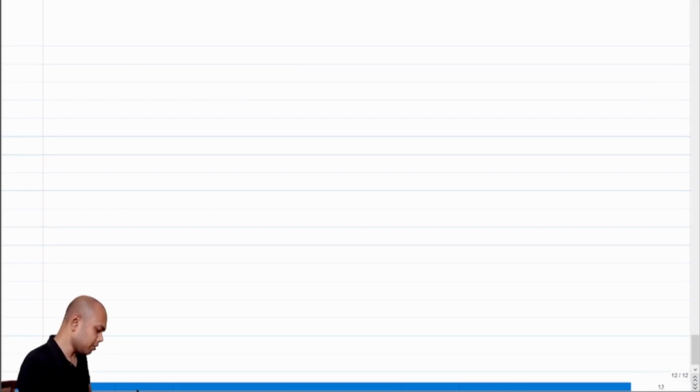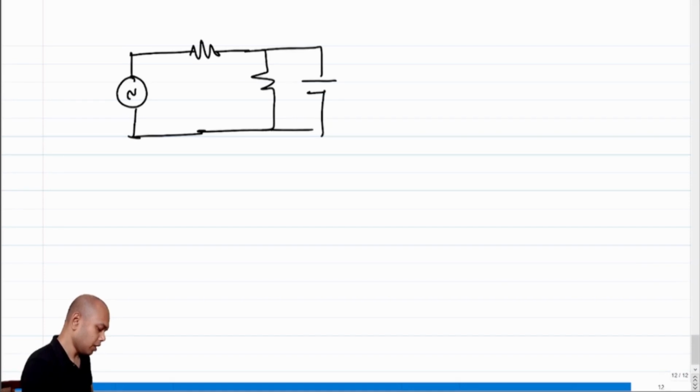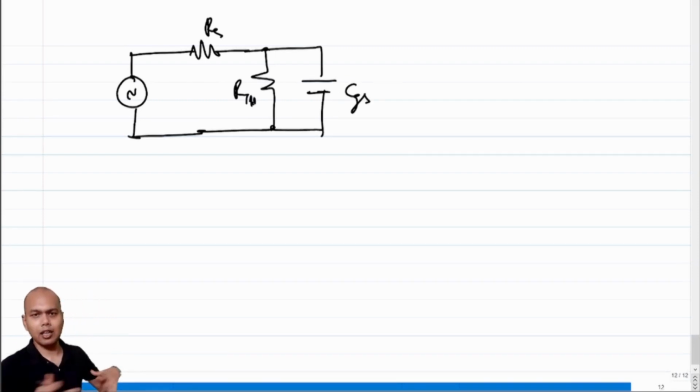So let's go back to our circuit once again. Let's see, if we are given a circuit like this, how should we go about finding out the transfer function without writing the KVL, KCL and everything, right?